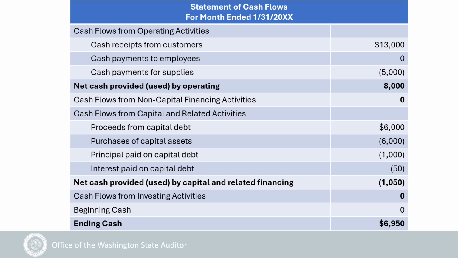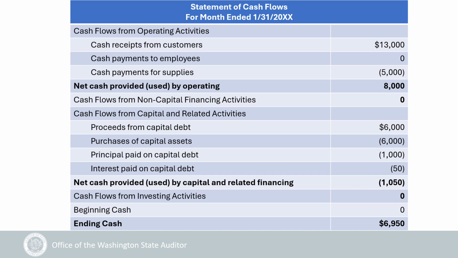Next is the cash flows from capital and related activities, which is for all things related to your capital assets. We issued a loan of $6,000 and used it to buy equipment, which is a capital asset. So we had that cash inflow of $6,000 followed by an immediate cash outflow of $6,000 to purchase the equipment. So even though the net effect on cash was $0 because we took out the loan and immediately purchased equipment, remember that we cannot net on the statement of cash flows. So we have to report that cash inflow and cash outflow separately.